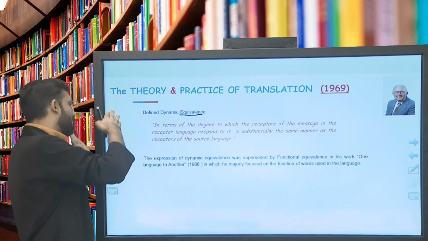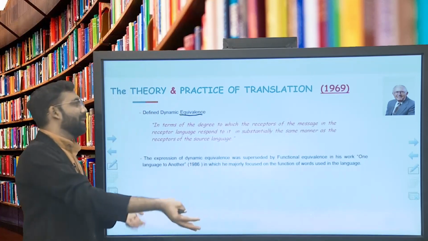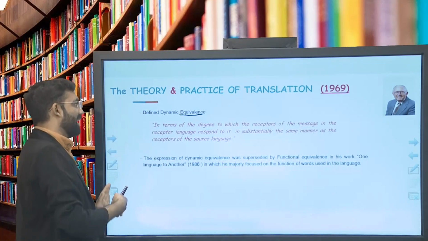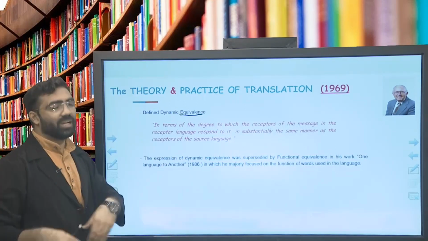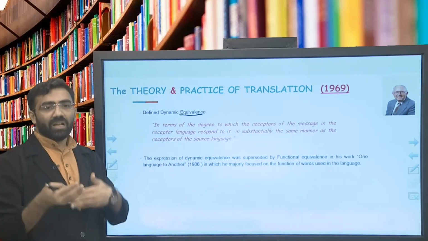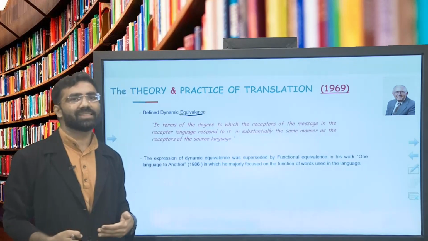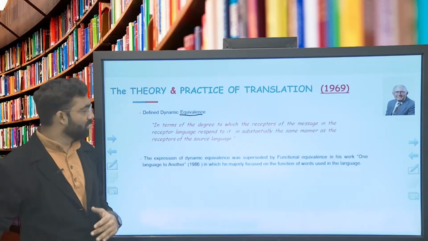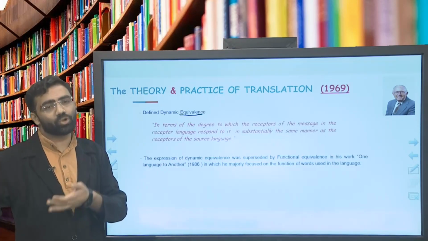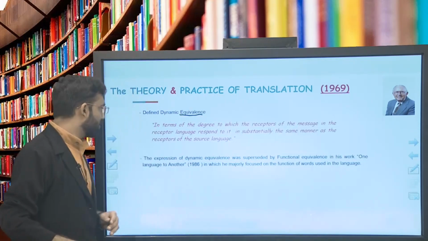He says dynamic equivalence is the degree to which the receptor of the message in the receptor language responds to it in substantially the same manner. If you are reading the translated text, you will respond to it in the same way, the same manner, as the source text audience would respond to the source language text.